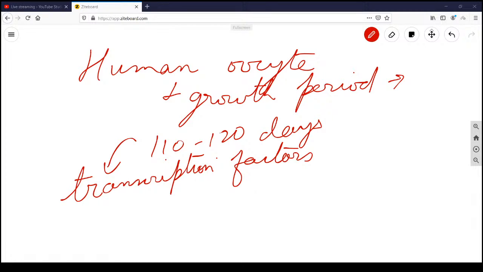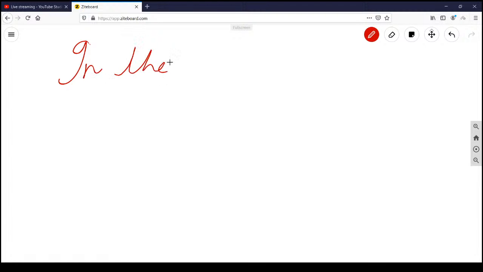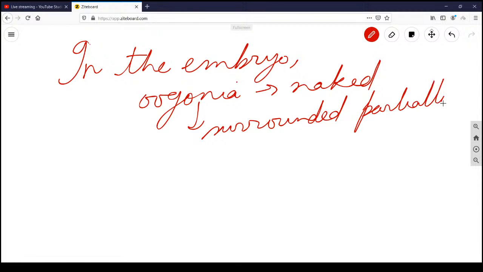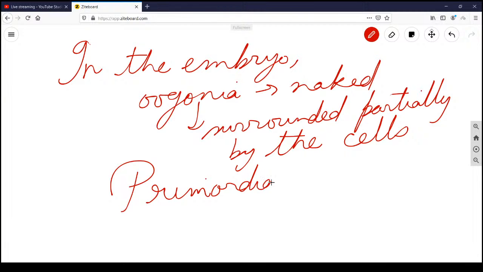So in the embryo, the oogonia are completely naked. They are not covered by any granulosa cells or follicular cells. But after meiosis begins, cells from the ovary partially surround the primary oocytes to form the primordial follicles. They are surrounded partially by the cells of the ovary itself to make a primordial follicle. This is known as a primordial follicle.